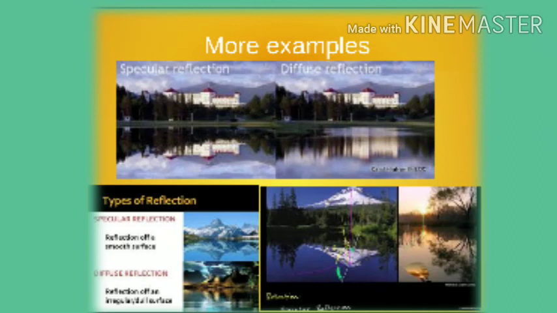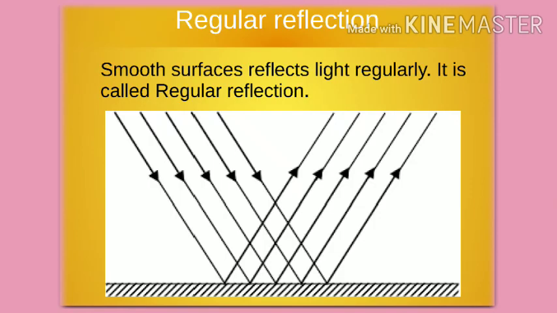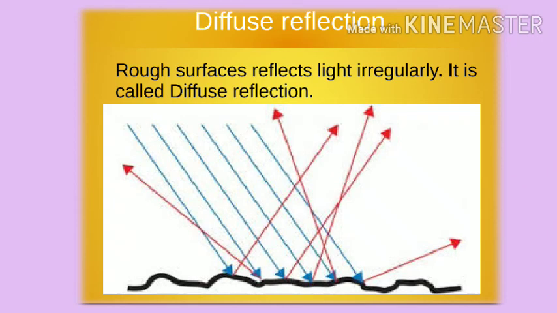This picture shows the reflection of light in water, that is, on a smooth surface of water. So a smooth surface reflects light regularly. It is called regular reflection. Regular reflection is possible in mirror, steel, etc. Rough surfaces reflect light irregularly. It is called diffuse reflection. So cardboard, paper, cloth, etc. are examples of objects showing diffuse reflection.